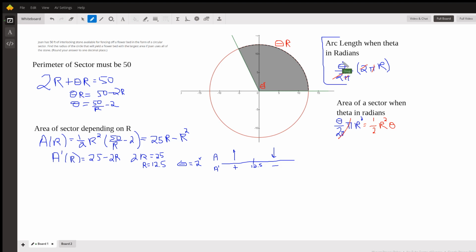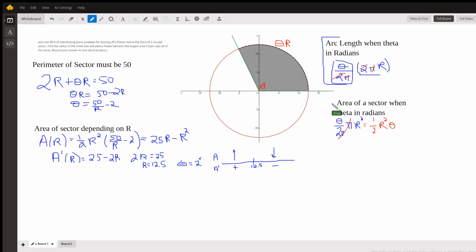And the reason is because theta is a fraction of the entire radians around the circle, 2 pi radians. So this is a fraction of the entire circumference. And the 2 pi's cancel out. So this arc length is theta r.